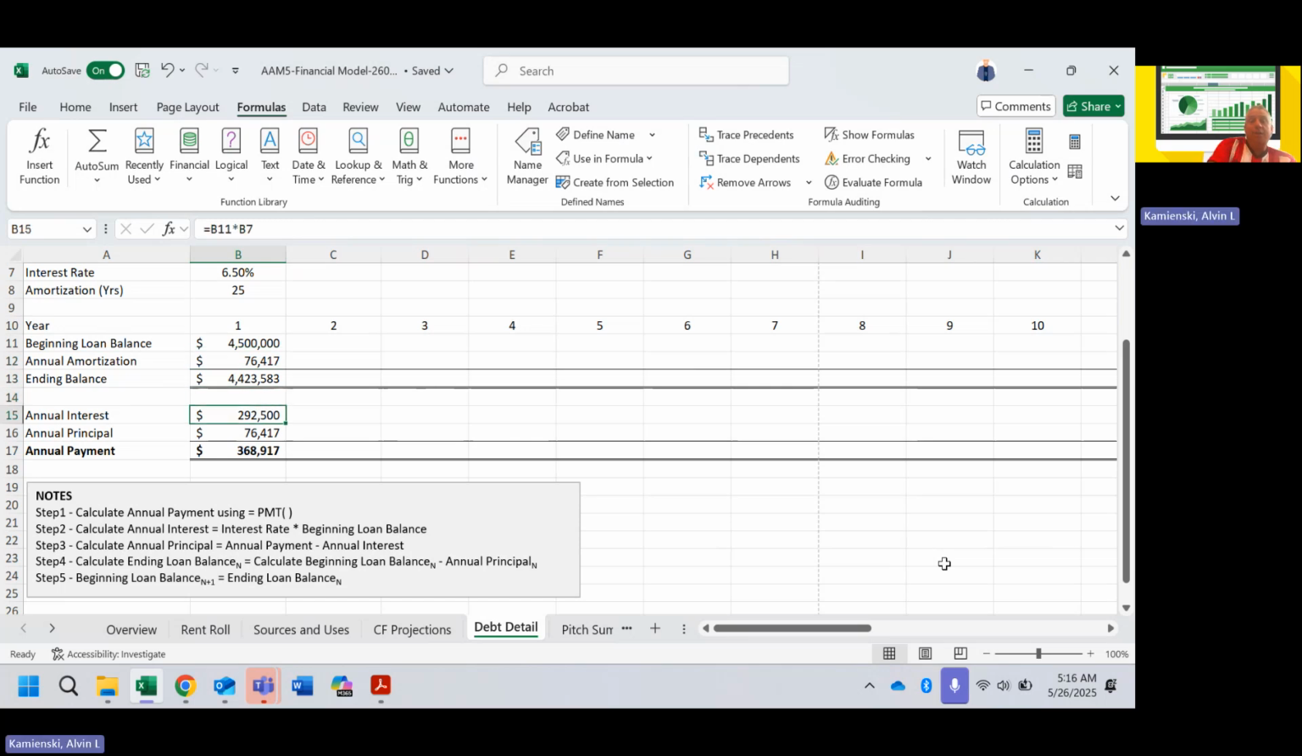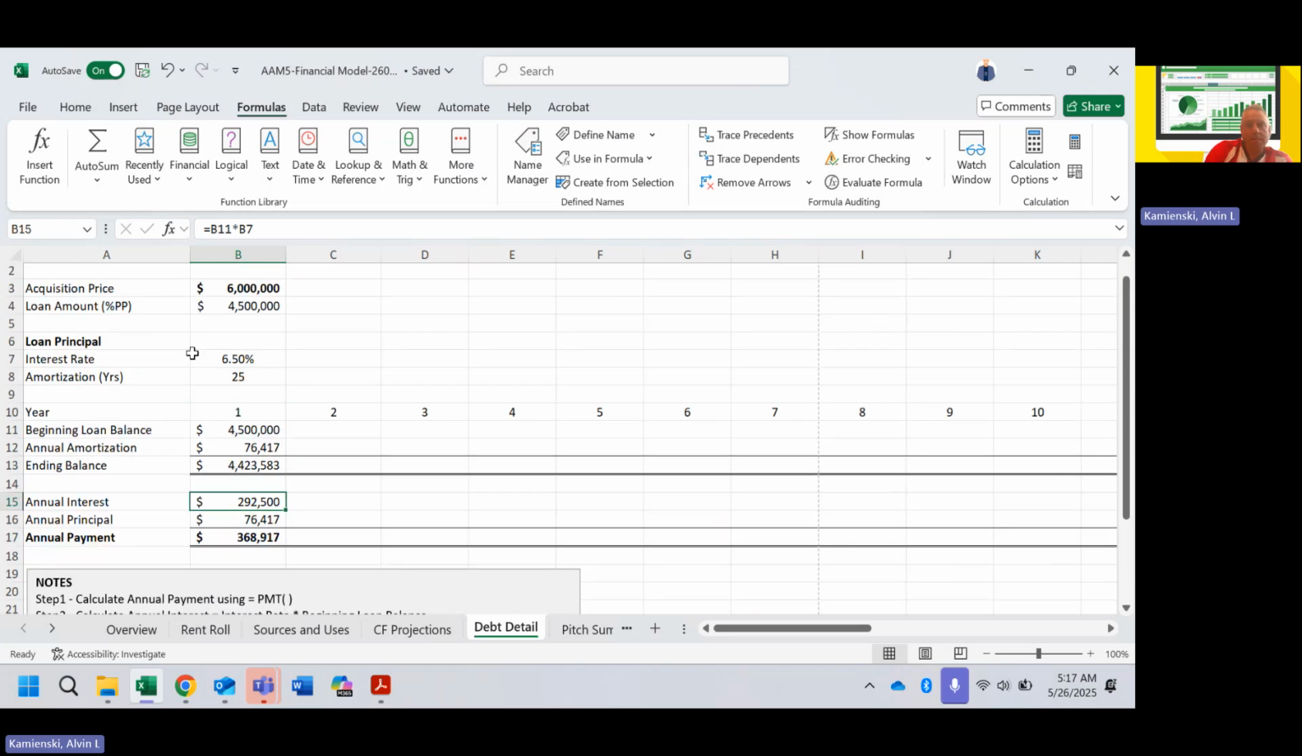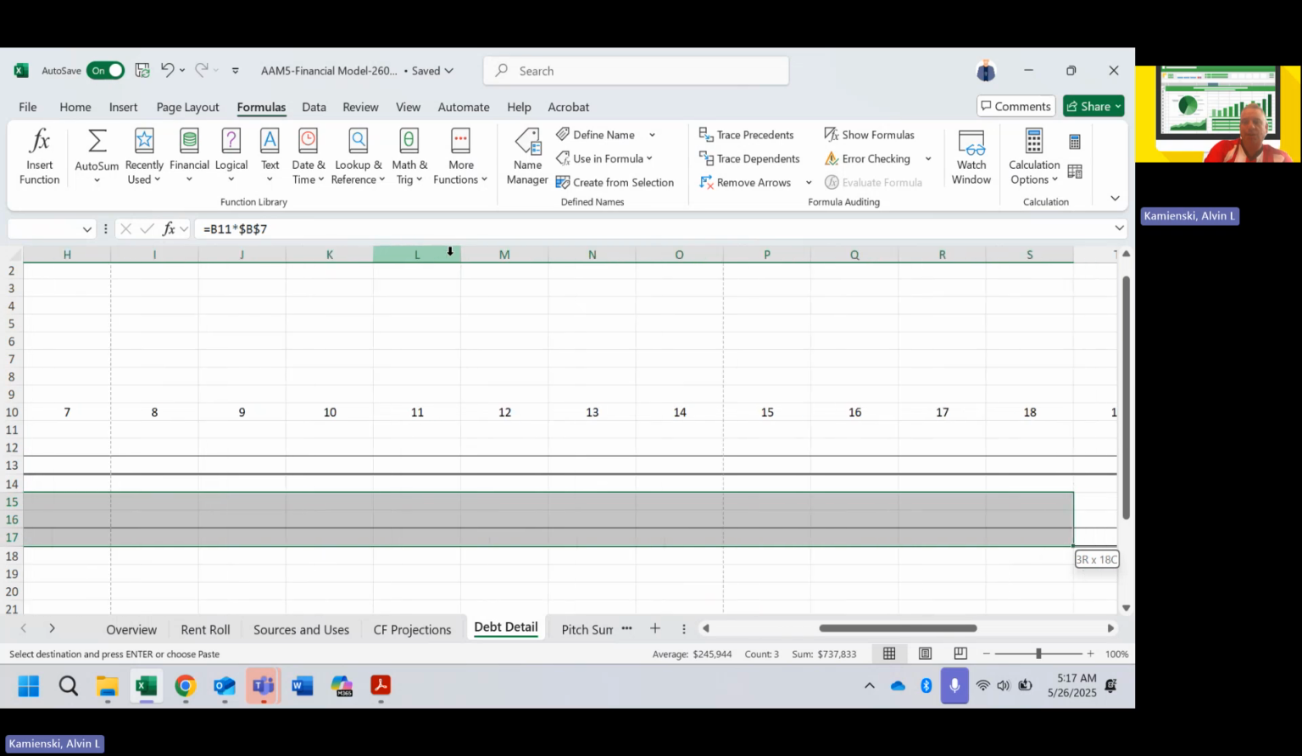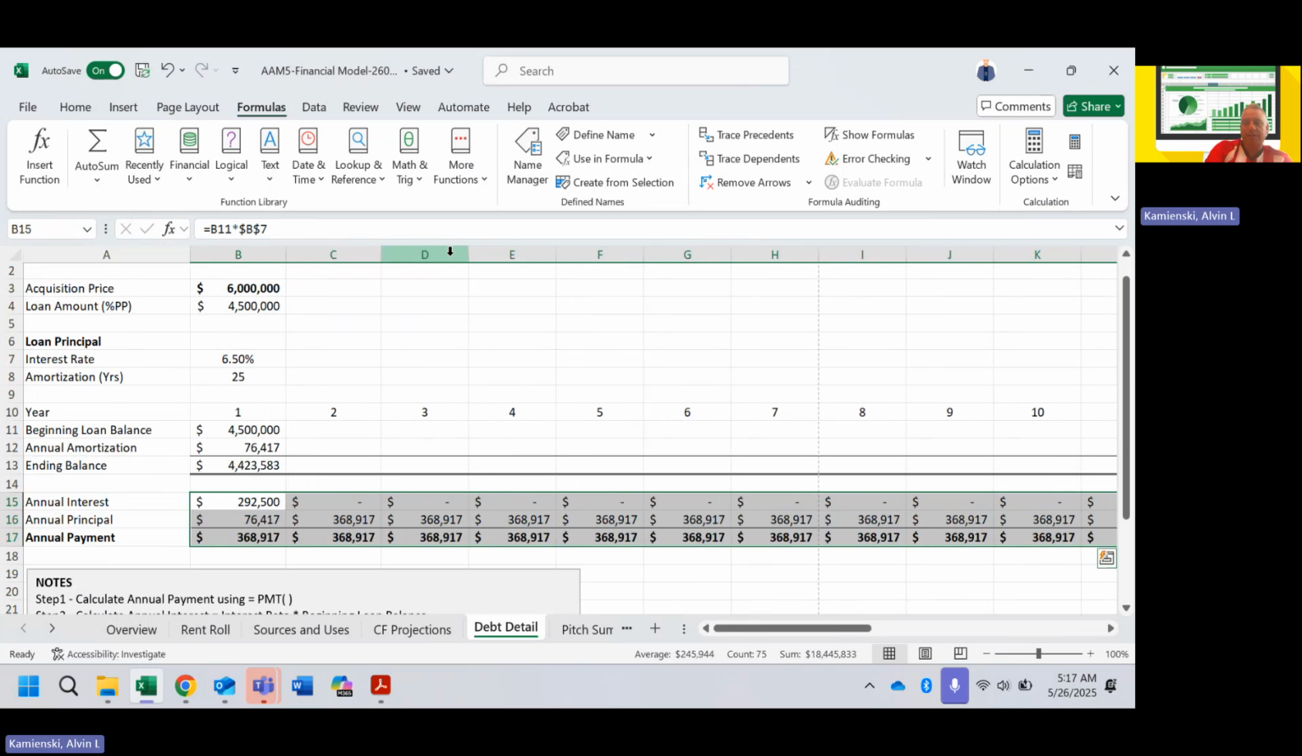So now that we have this, let's see what we need to do to be able to apply everything to the right. So if my annual interest is equal to interest rate times beginning loan, my interest rate is sitting in B7, so let's lock the B7, but my beginning loan balance is going to change every year. So I'm going to leave that one alone and just lock on the B7 there. So now you should be able to copy and paste this all the way through year 25.